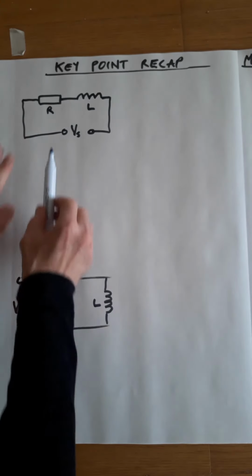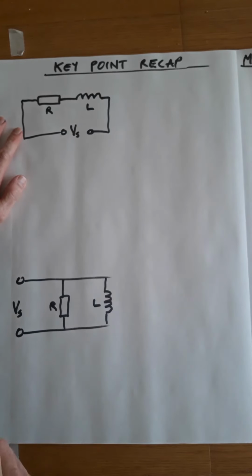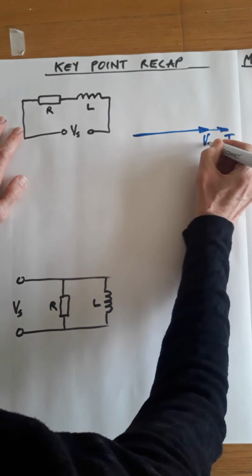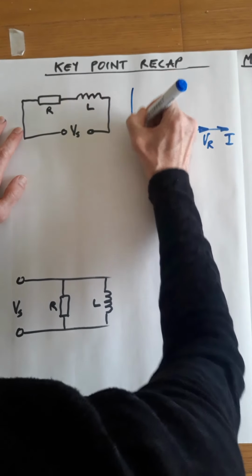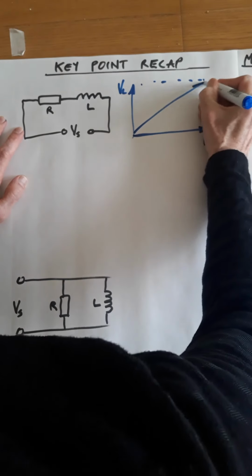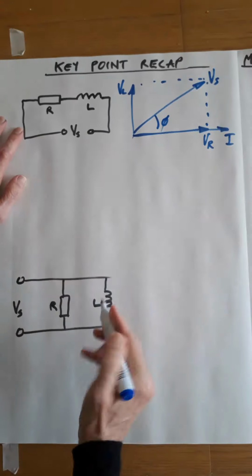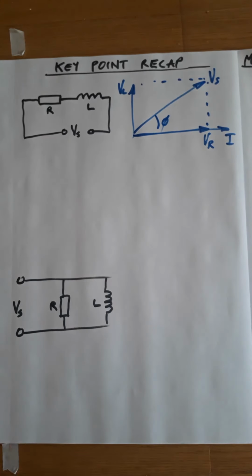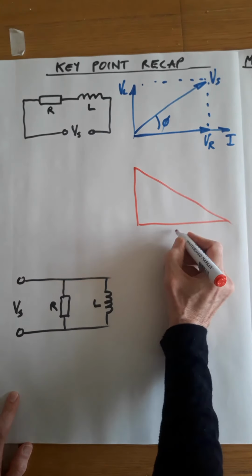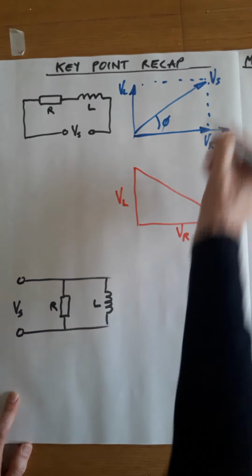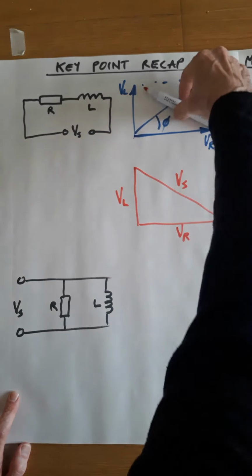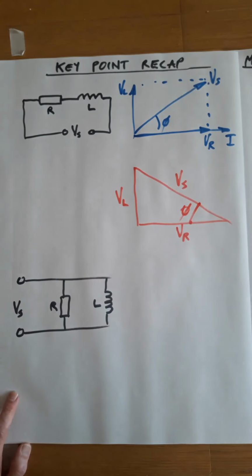So let's have a look at, first of all, a series circuit. From that series circuit, we can produce a phasor diagram. Current is common. The voltage across the resistor is in phase, and the voltage across the inductor is up there. From that, we can get the supply voltage, and from this, we can produce a triangle. So VR always horizontal, VL up the side, and VS is the result. In this particular triangle, all I've done is turned VS so it goes that way. So this is now the phase angle.